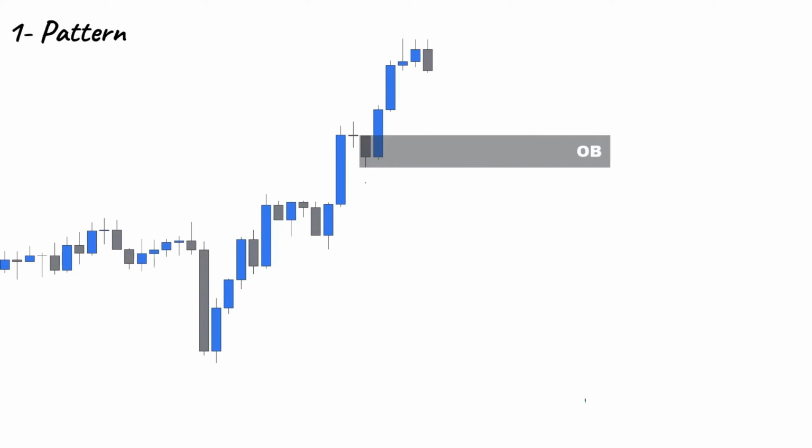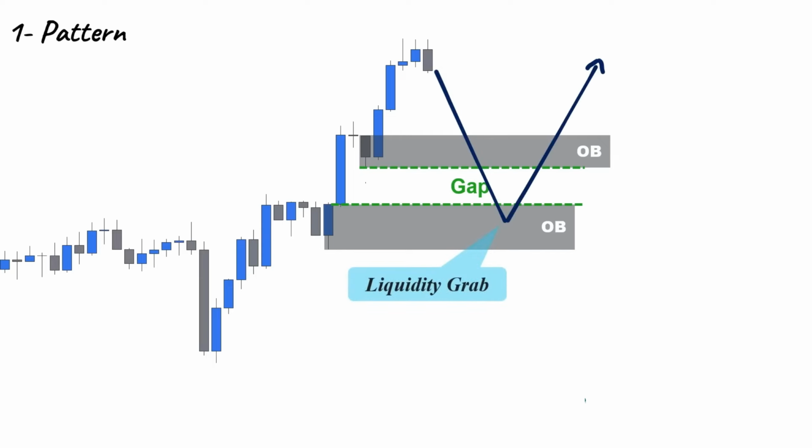Here we have a valid order block and a potential trading opportunity to go long. But looking at the left side, we can spot this gap between the candle precisely below the first order block and another valid order block zone here. Now there is a high chance for the price to come and fill the gap.